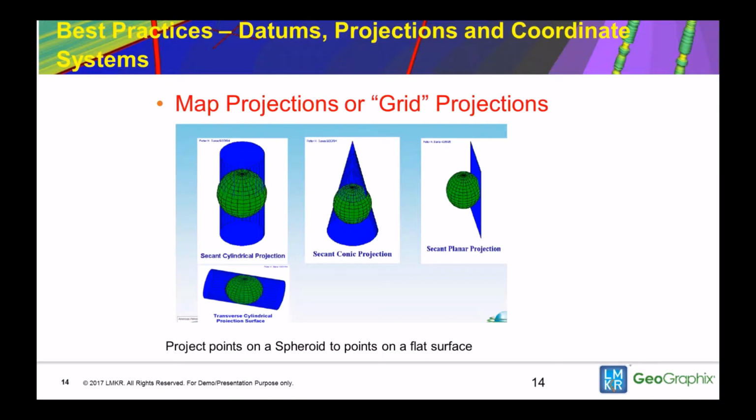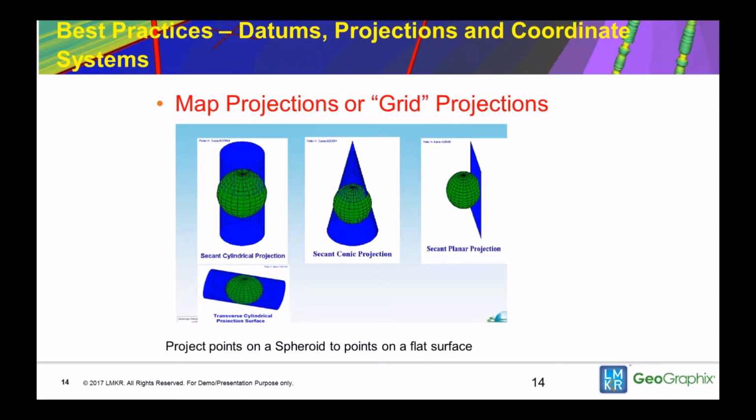There's a bunch of different ways that we can do that. Some of the more popular ones you can see here. There's a cylindrical projection in which the locations are being projected onto a cylinder. There's a conic projection in which the locations are being projected onto a cone. And there's the secant planar projection in which basically the surface of the Earth is being projected onto a plane.